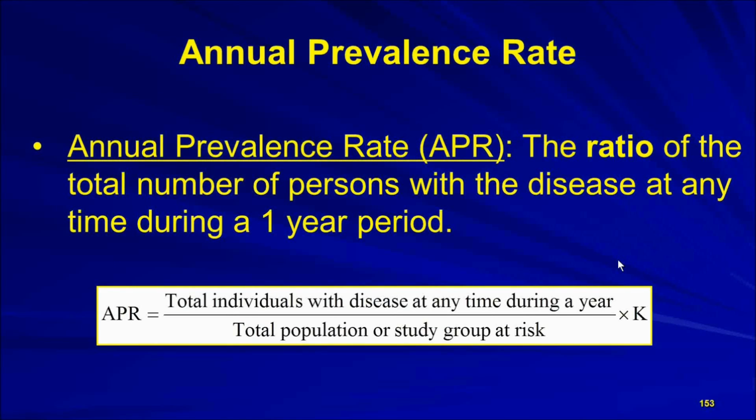Now, an annual prevalence rate, because we know that's generally what prevalence is, with an annual prevalence rate, we're talking about the ratio of the total number of persons with the disease at any time during a 1-year period. So we're looking at an annual period, and we're going to have a total population or study group that's at risk times the constant. Okay, all right.